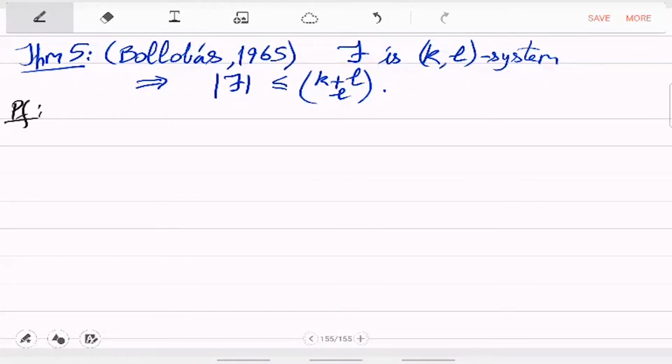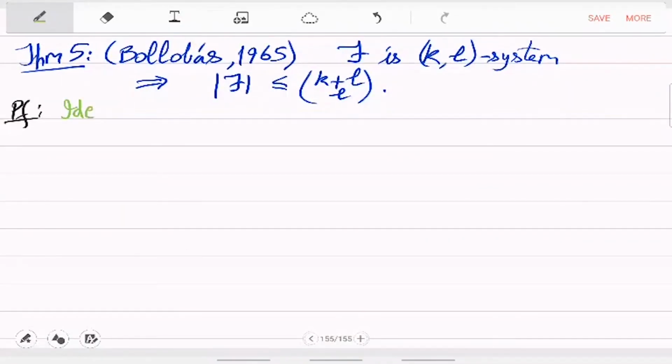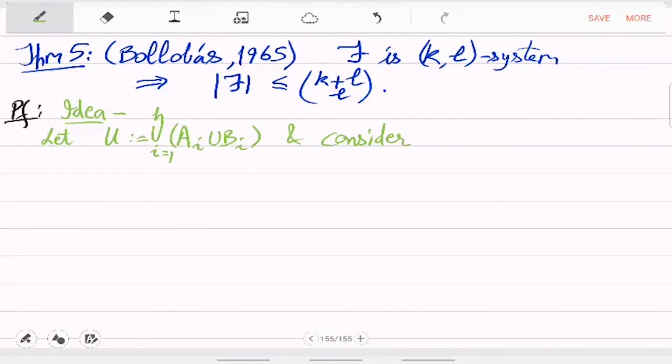So what you have to do is take inspiration from this example. In this example, the universe was ordered, right? You had this 1 to K plus L. So kind of map every example to this example via ordering. So the idea is to define the universe to be AI union BI for all I from 1 to H, and consider a random order pi on U. So randomly map this universe to what you saw before. What is the argument now? How does it help?